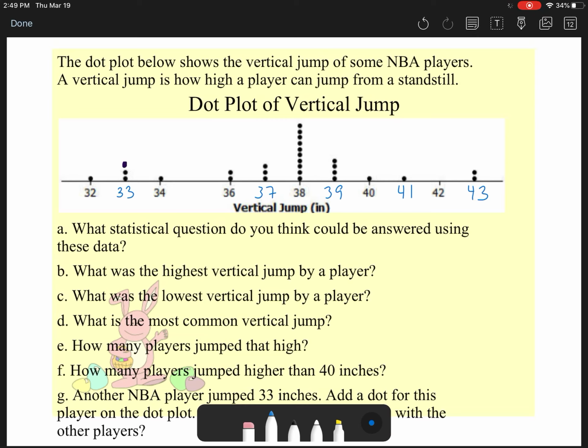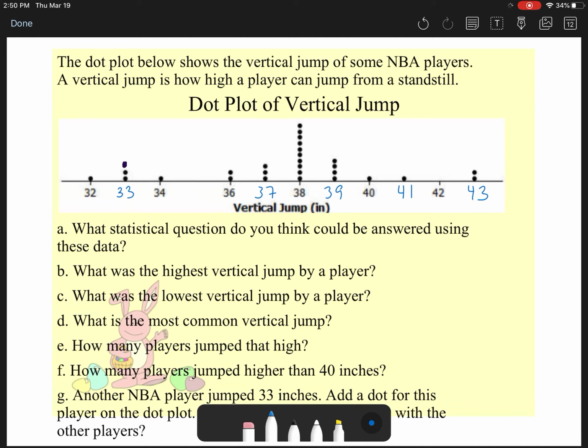What statistical question do you think could be answered using these data? This is a type of question that has a couple of different answers. There's really not just one right answer. You can use your imagination to create your own question. An example might be, how many NBA players can vertically jump a certain amount of inches. Okay.